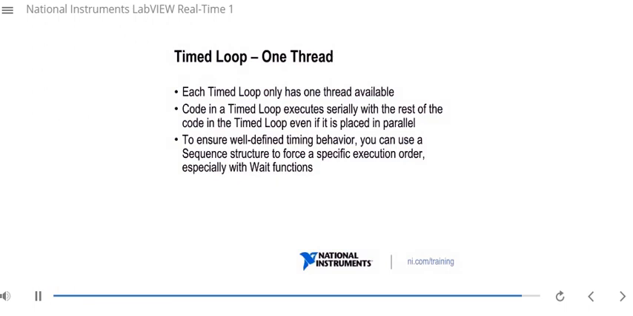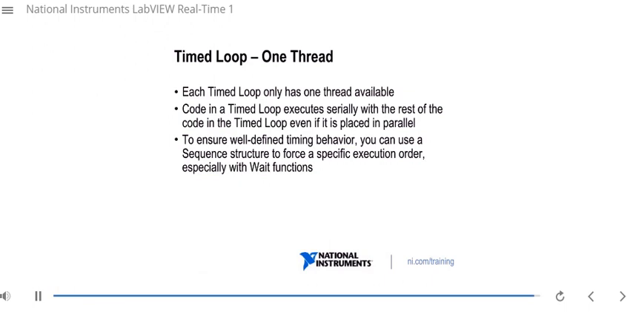Okay, so now let's talk about the execution inside a time loop. So each time loop only has one thread available. Okay, so let me give you an example of how parallel code would execute within normal LabVIEW. So if you're not in a time loop, and let's say you had a while loop and you had a function and also a wait function, and they were just executing in parallel inside the while loop. Well, when you're running in the while loop, those functions would be happening at the same time, okay, in parallel.